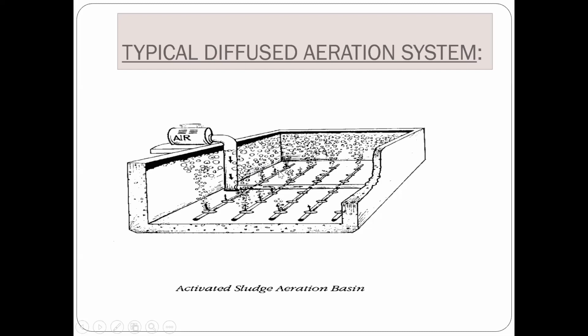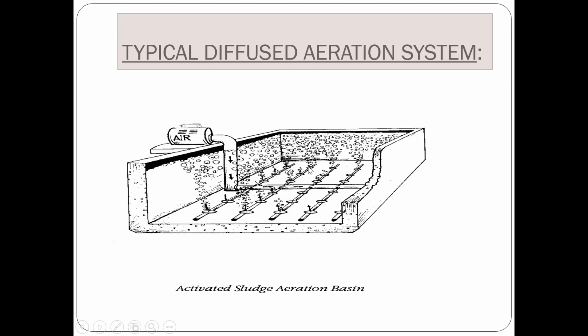You can see these are the different pipes in which it is provided, and nozzles and diffused plates are provided. These are the diffused plates, and this is the compressed air pipeline. Compressed air pipe is provided, and this is the water tank. So in this method, a network of compressed air pipes is placed, which is provided at the bottom.